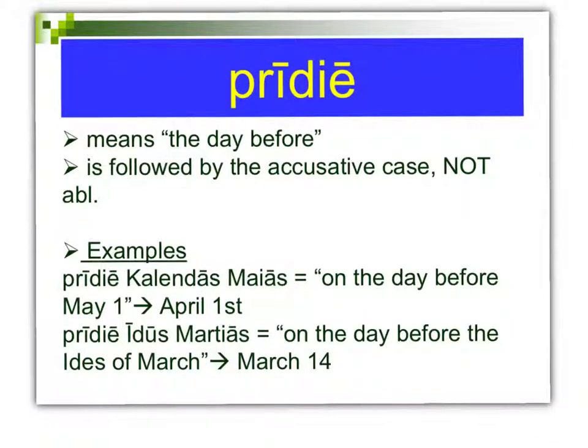Right, pridie means the day before. And it's the day before one of the 3 special dates, the Calends, the Nones, or the Ides. And after it, it's followed by the accusative case, not the ablative. Some examples are pridie Kalendas Maias, literally on the day before May 1st. So that should read not April 1st, but April 30th. And then pridie Idus Martias would be on the day before the Ides of March, or March 15th, because that's one of the special months.